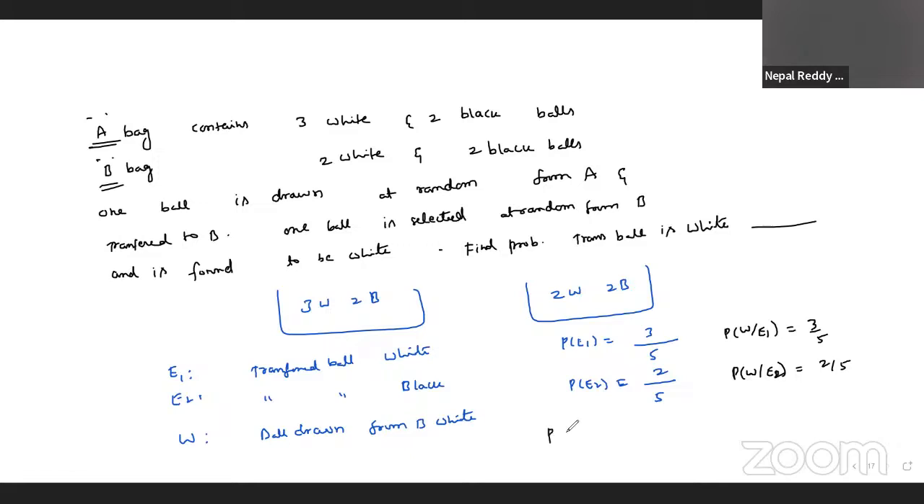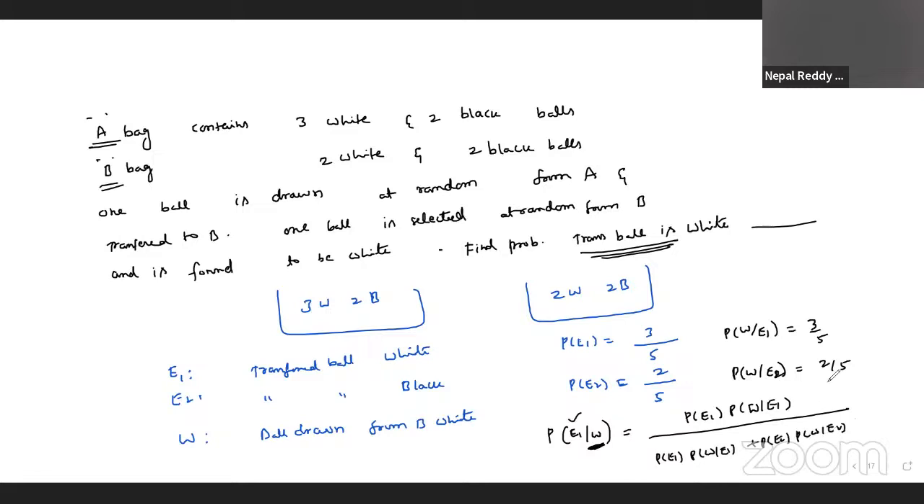Next, the question is, find the probability that the transferred ball is white. E1, when the transferred ball is white, is the given condition. When the transferred ball is white, find the probability of the transferred ball. That is the question. So here you have to write P of E1, probability of W given E1, whole divided by both probability of E1, probability of W given E1, next, probability of E2, probability of W given E2.